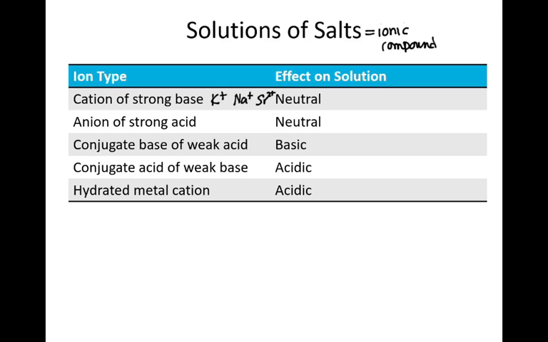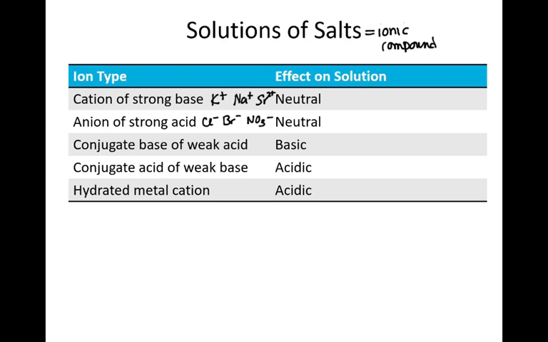Similarly, if we think about the anions of a strong acid, you memorized your strong acids, so you know that these are ions like chloride or bromide or nitrate. We know that the strong acid will be completely dissociated, so those ions will not react with water to produce OH-, and so once again they'll have no effect on the pH of the solution.